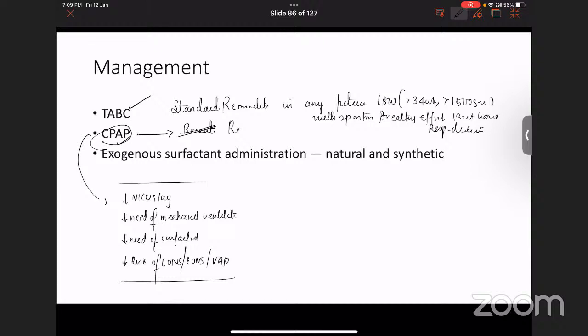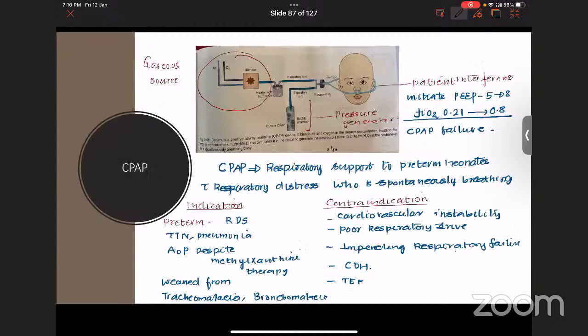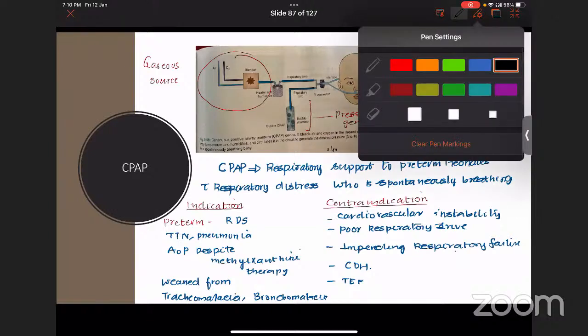If after giving CPAP you wait 2 to 4 hours, 6 hours, and the respiratory distress is not improving and is increasing, and the child is becoming cyanosed, the child's general status is deteriorating, or he or she is going into shock, then you have to give exogenous surfactant administration, which is either natural or synthetic. Then you assess if improving, then with CPAP, wait and watch. Or else you go for mechanical ventilation if the child is not improving even after giving exogenous surfactant. So, CPAP. I've just read it out, right?